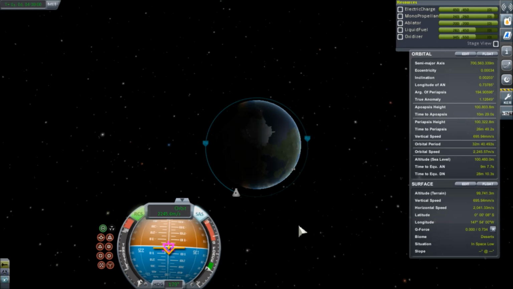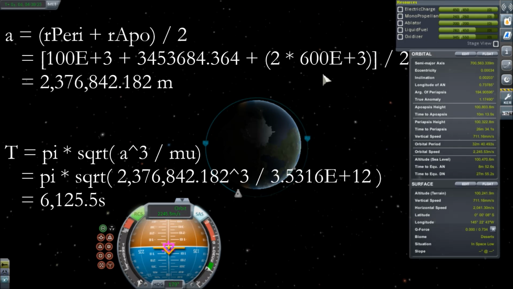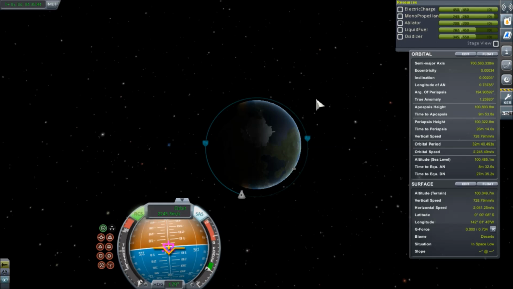And so what's our semi-major axis of that orbit going to be? Well, we have an equation for that too. All we have to do is take our periapse radius plus our intended apoapse radius, and divide that by 2. And so when we do that, we get a semi-major axis of 2,376.842 kilometers. Plugging that in to the period equation and dividing it by 2, we get a period of 6,125.5 seconds. Basically an hour, 42 minutes, 5 seconds.